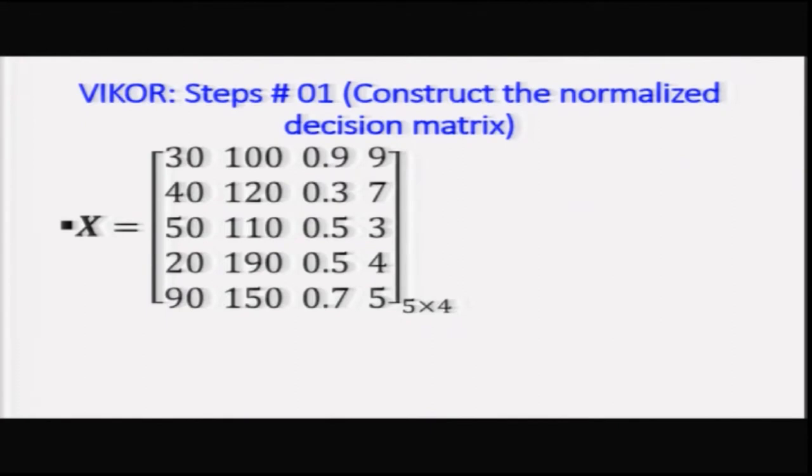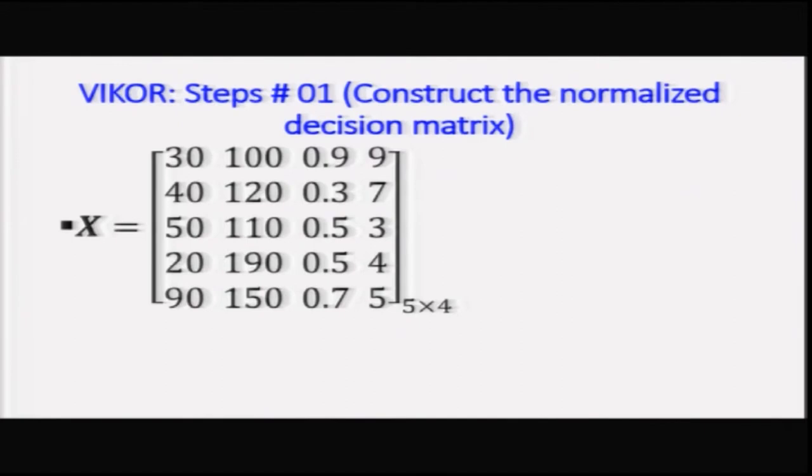Now, if I consider, for example, the values 90, 150, 0.7 and 5 in the last row, it means the value accruing from the first criterion to the last alternative is 90. The second cell value in the last row, 150, is the value accruing from the second criterion to the mth alternative, which is the fifth alternative. Similarly, the values accruing to the fifth alternative from the third and fourth criteria are 0.7 and 5 respectively.